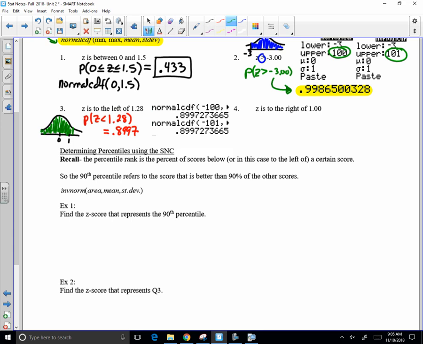This is the most common error: instead of going to the left of 1.28, as in negative 100 to 1.28, some folks will start at 1.28 and go to positive 100, going in the wrong direction, and come up with, what would this be, 0.1003. Knowing that your answer should be more than 0.5 will tell you that you did something wrong. It's just having a little bit of a sense.